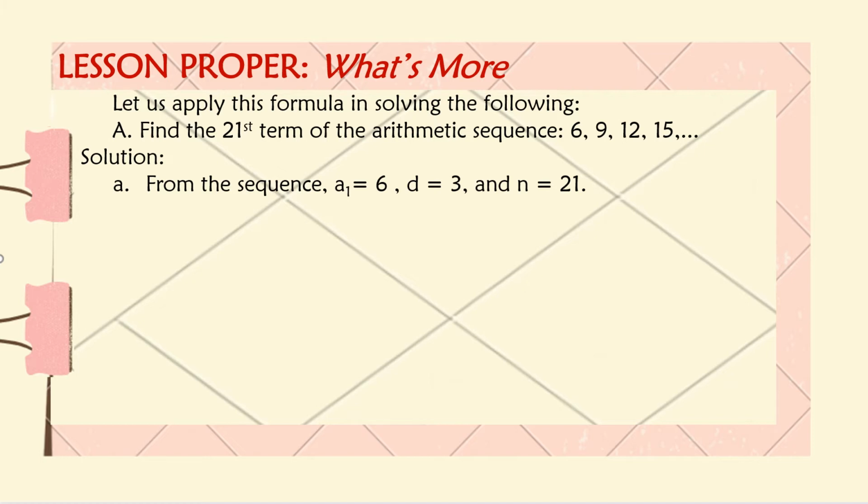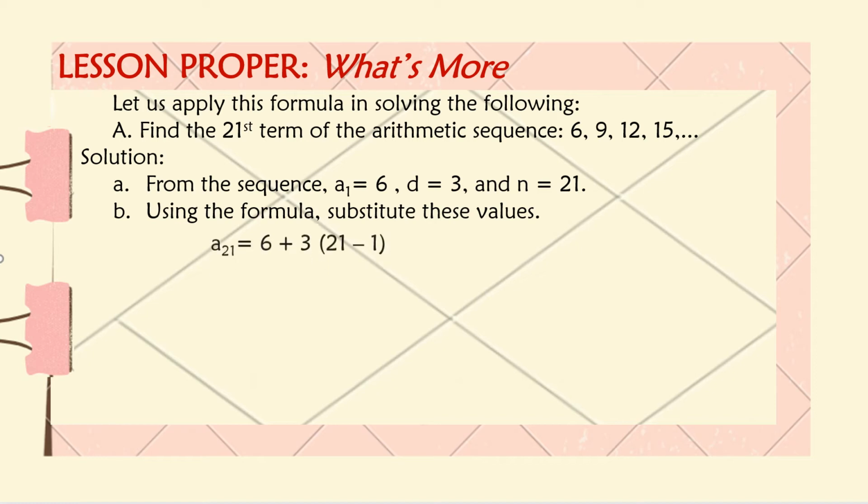Or, simply, if you want to check if your common difference is correct, just add the common difference to the preceding term. So we have 6, the first term, plus 3, the common difference, 9. 9 plus 3, 12 plus 3. So that is 15. Okay, now, let us use the formula.